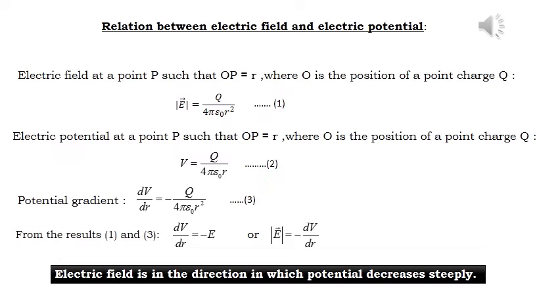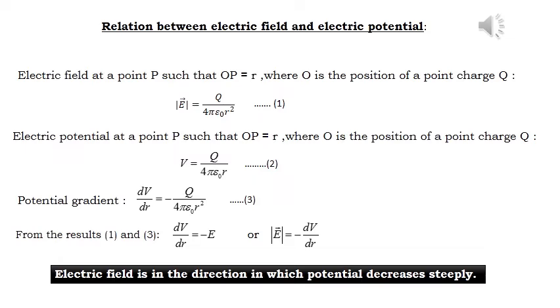And if we differentiate the electric potential with respect to r, we can get the potential gradient, dV by dr. If we differentiate voltage with respect to the separation r, we get minus q by 4 pi epsilon naught r square. Why? Because the derivative of 1 by r is nothing but minus 1 by r square. Very important. So this is given as a third result.